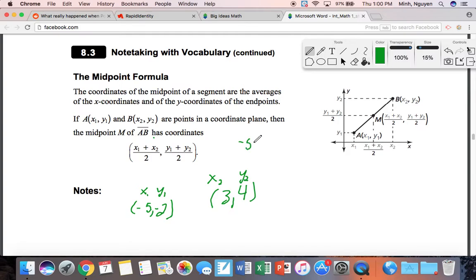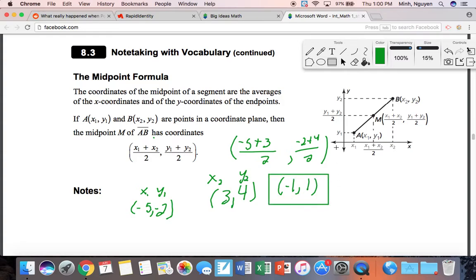So I have -5, because this is our x, plus 3, divided by 2. And we also have -2 plus 4, divided by 2. So -5 plus 3 is -2, and -2 divided by 2 is -1. -2 plus 4 is 2, and 2 divided by 2 is 1, which is exactly what we got earlier. So this is our example. This is our solution.